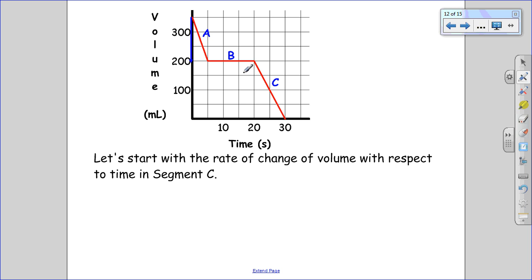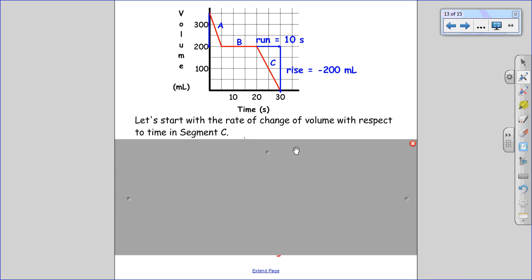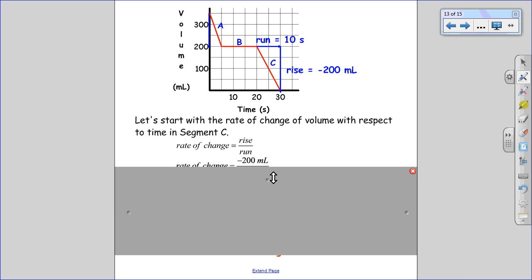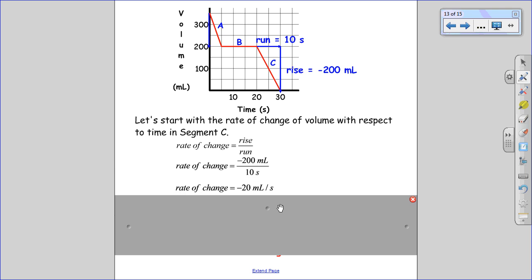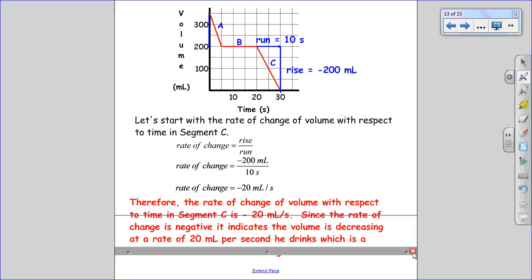Segment C, if I look at this one, I'm going down. Again, sorry guys, I can't draw straight with the mouse especially. I went down 200 milliliters and over 10 seconds. So the rise is negative 200 and the run is positive 10. Again, rise over run, negative 200 milliliters over 10 seconds, which gives me a rate of change of negative 20 milliliters per second. The rate of change of volume with respect to time is negative 20 milliliters per second. And again, the negative is also telling us it is decreasing.